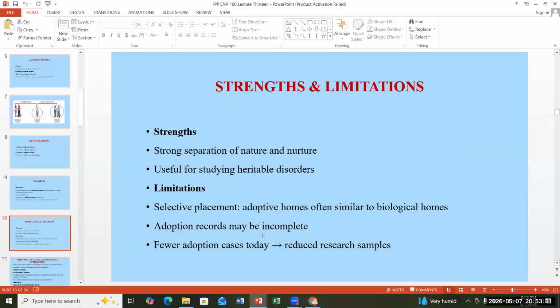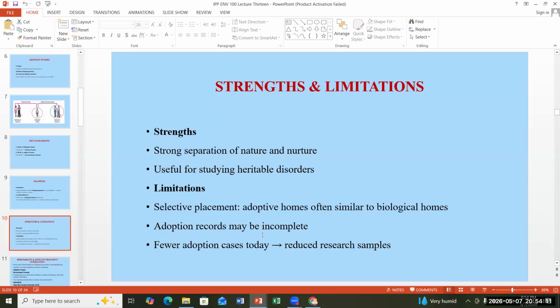Okay, every type of study that we select for psychological studies, whether we are doing twin studies or adoption studies, every type of study has certain strengths and limitations. If we talk about adoption studies, they show strong separation of nature and nurture, because the child has been taken away from the biological parents. So the individual will show more effect of nurture.